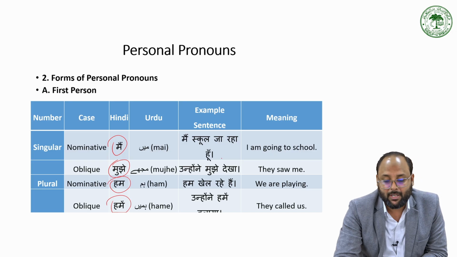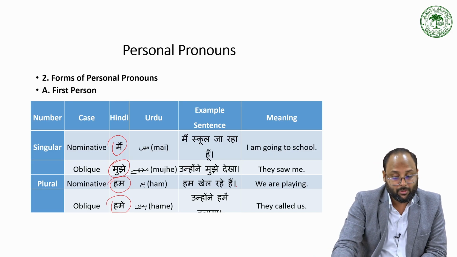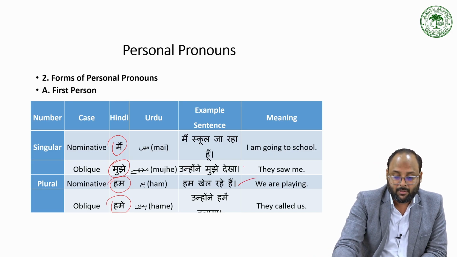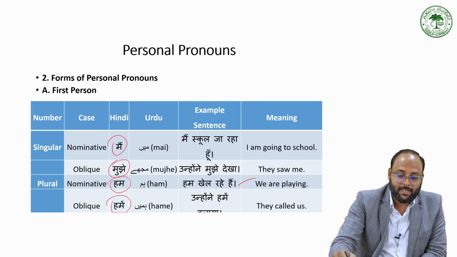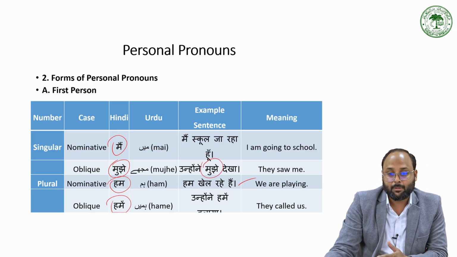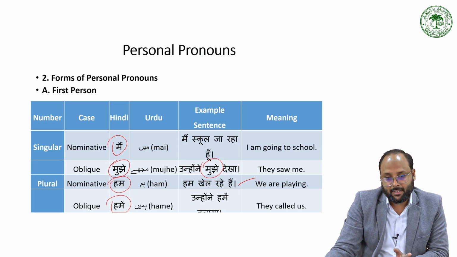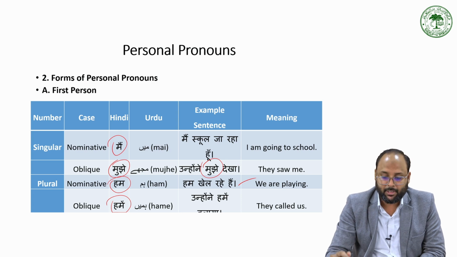Like मैं स्कूल जा रहा हूँ और हम स्कूल जा रहे हैं. उन्होंने मुझे देखा, उन्होंने हमें देखा. So मुझे is for मैं को देखा, मैं को changes into मुझे, and उन्होंने हमें देखा, हमको देखा becomes हमें देखा. So that is the oblique form हमें.